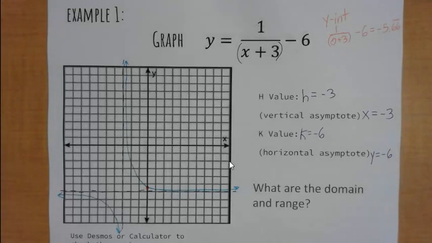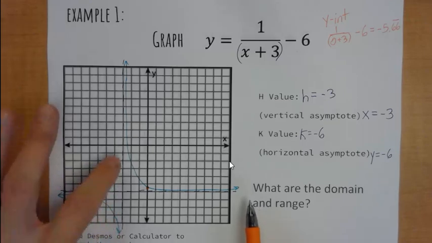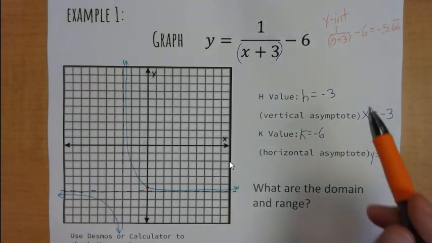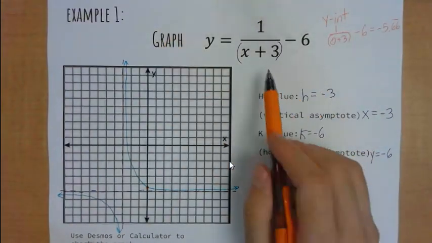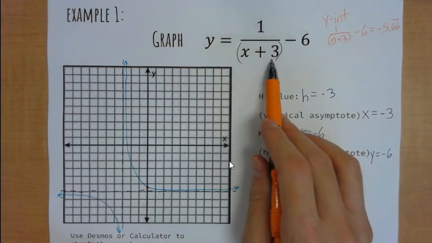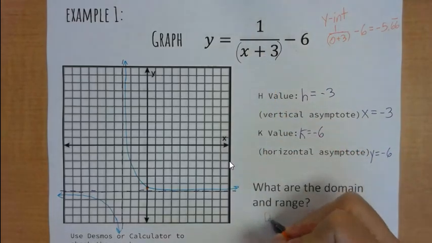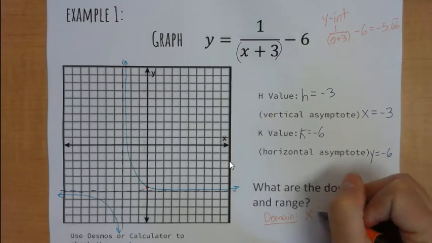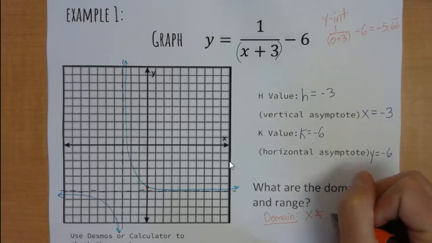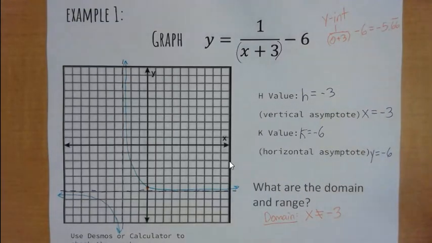For domain, we have x going left right here and x going right over here. Those are going to go to negative and positive infinity. The only number that we can't use is where this asymptote is, negative 3. The reason why we can't use it is that we have negative 3 plus 3, that would equal 0, and we would have 1 over 0, which is not okay. So our domain, we're going to write it as x is not equal to negative 3. What that means is basically that x can be any number but negative 3.